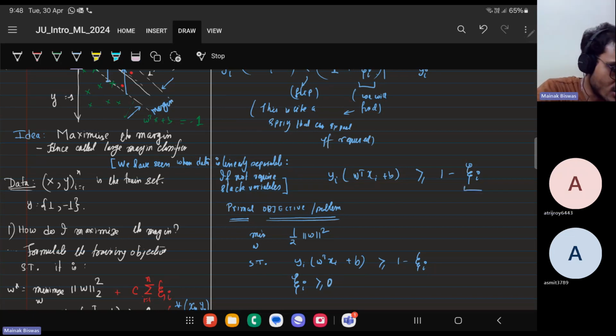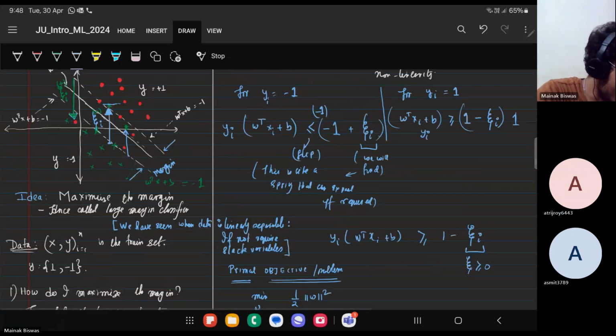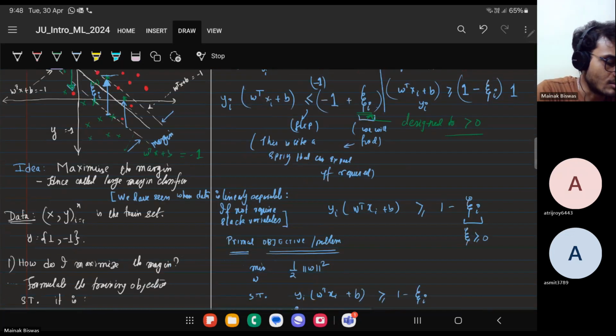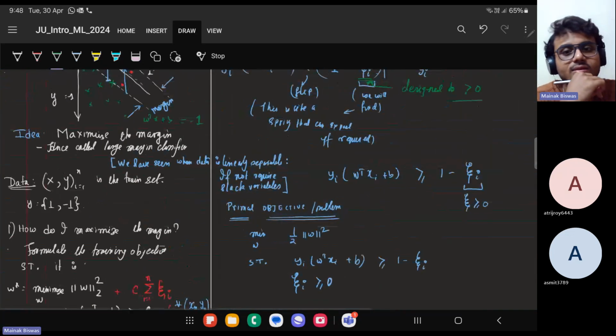Oh, this has to be greater than 0, yes or no? Just see in this figure, I have already put them always greater than 0, right? Designed it to be greater than 0. But now, so I will be very happy.